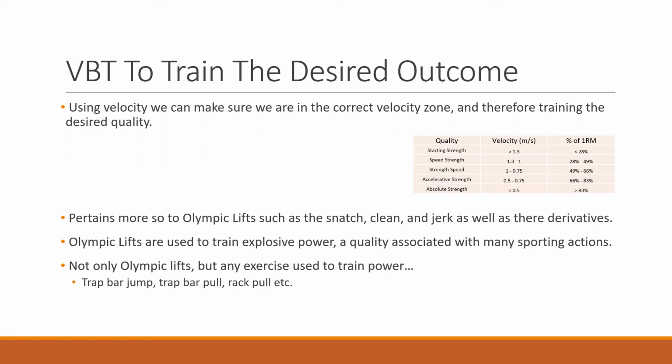Olympic lifts are used to train explosive power. If I want to increase my athlete's vertical jump, I need to train the athletic qualities that go into performing a vertical jump. We know that improving general strength will go some way to doing this, but using Olympic lifts is a common way to train explosive power, which is a quality very much associated with many sporting actions.